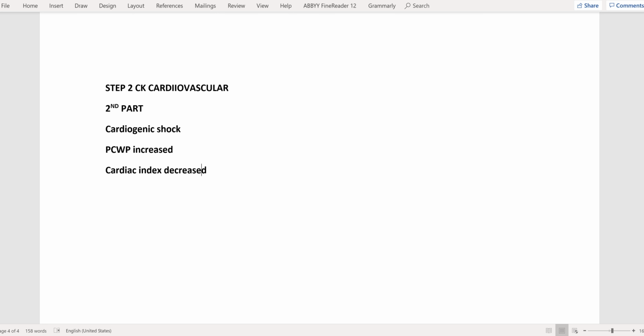And after that, you do a transthoracic echo for left ventricular thrombus and just evaluate the left ventricular function, okay?